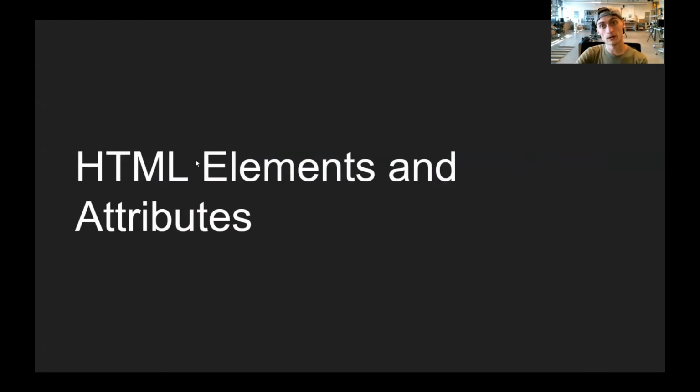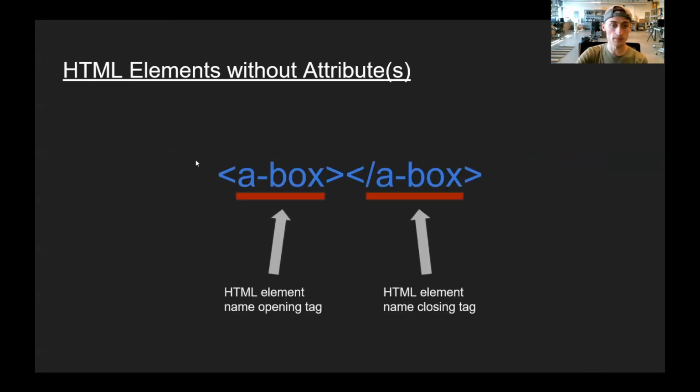All right, so now we're going to talk about the HTML elements and attributes. So this is a simple HTML element, and it's just a box. And I thought for the purposes of this video, because we're doing A-frame, I thought to use the a-box element, which is provided from A-frame. So this is just a simple a-box, and you'll notice that it just has a-box on the left and the right side.